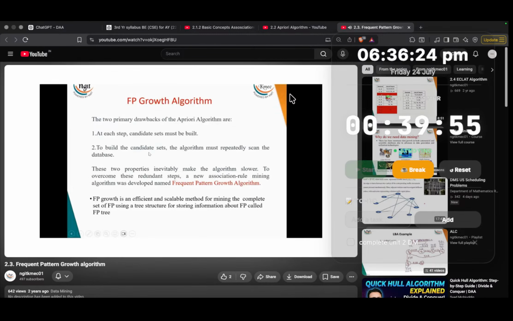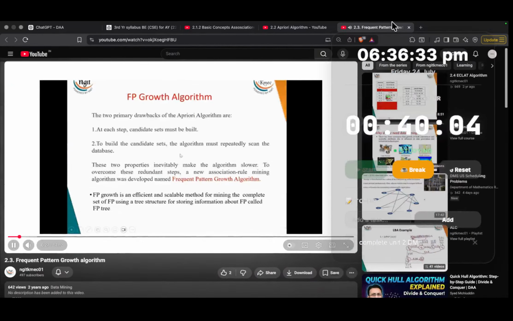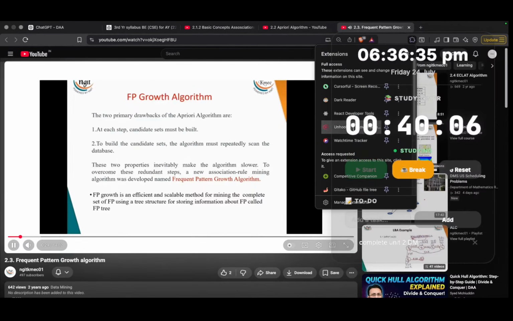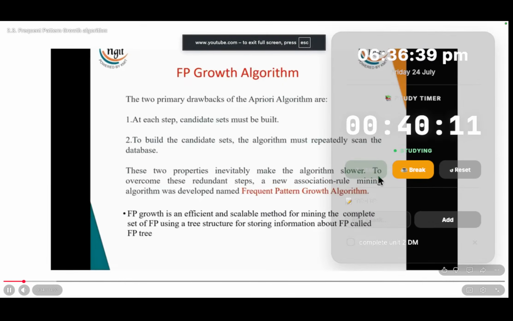There are a few drawbacks in the Apriori algorithm. If you have large databases, there is a need to generate multiple candidate sets. When you build the candidate sets, we need to repeatedly scan the whole database. This makes the algorithm slow. In order to overcome this drawback, the frequent pattern growth algorithm was developed.